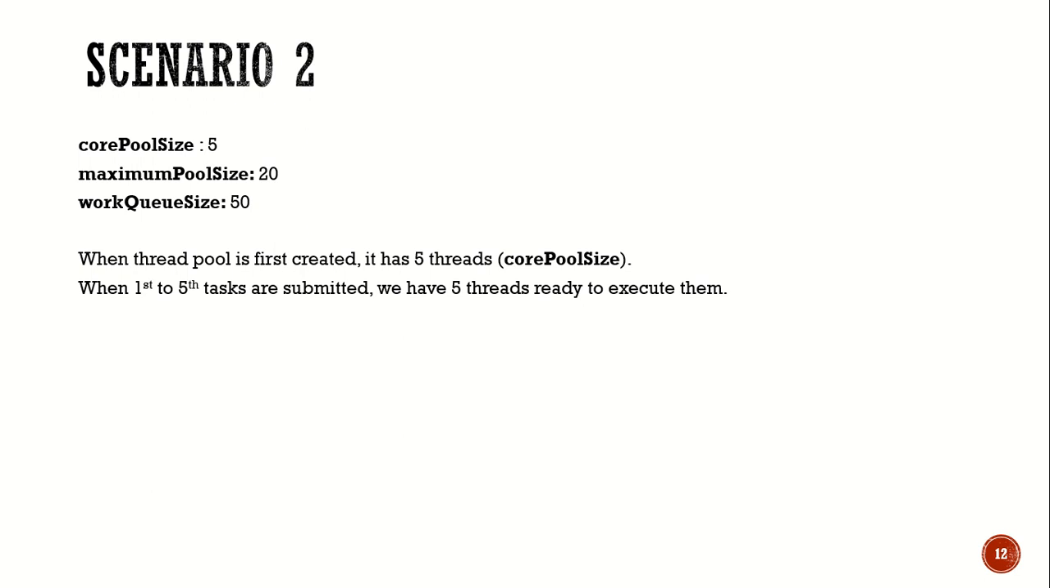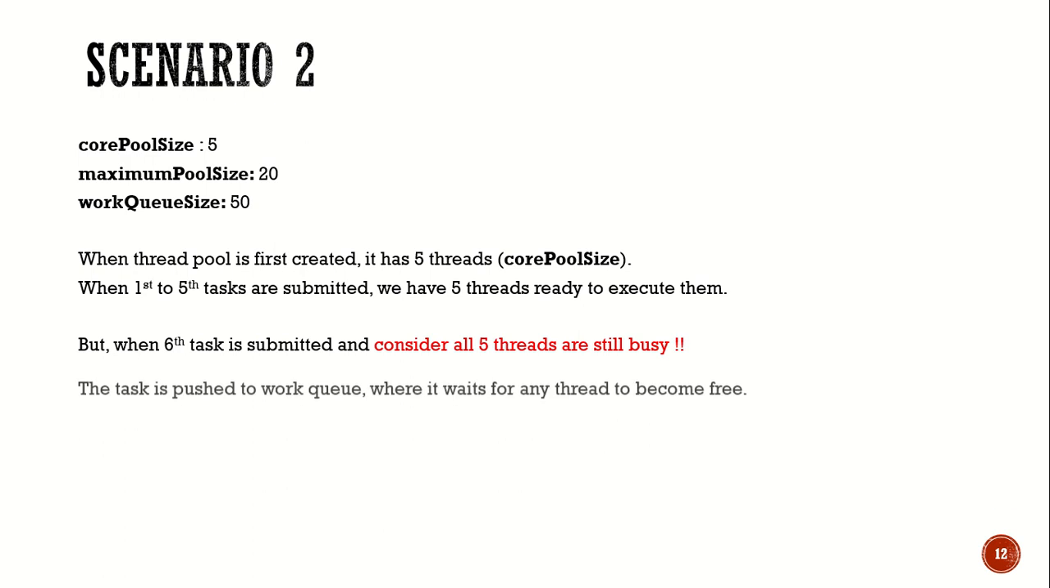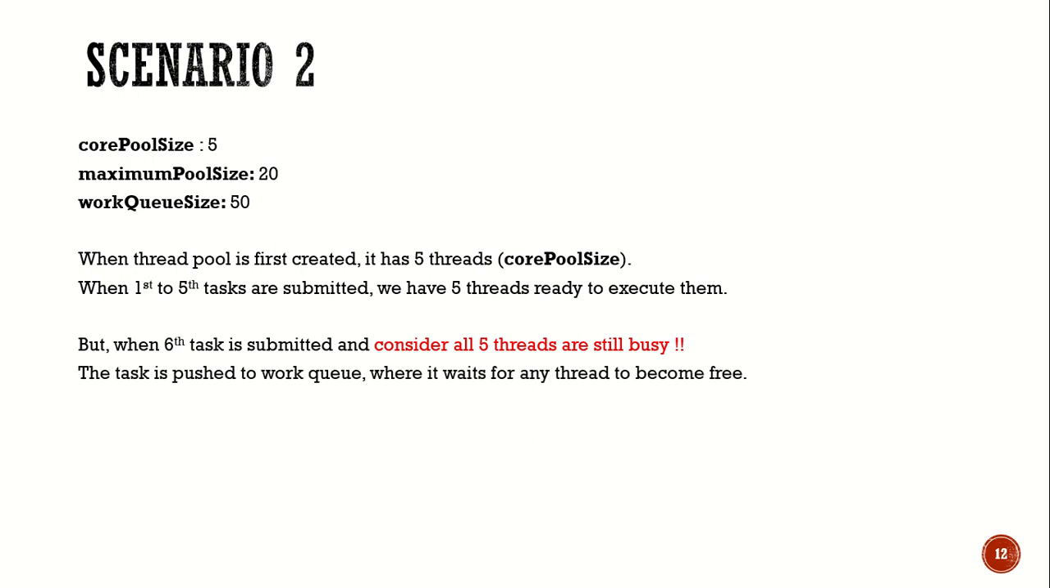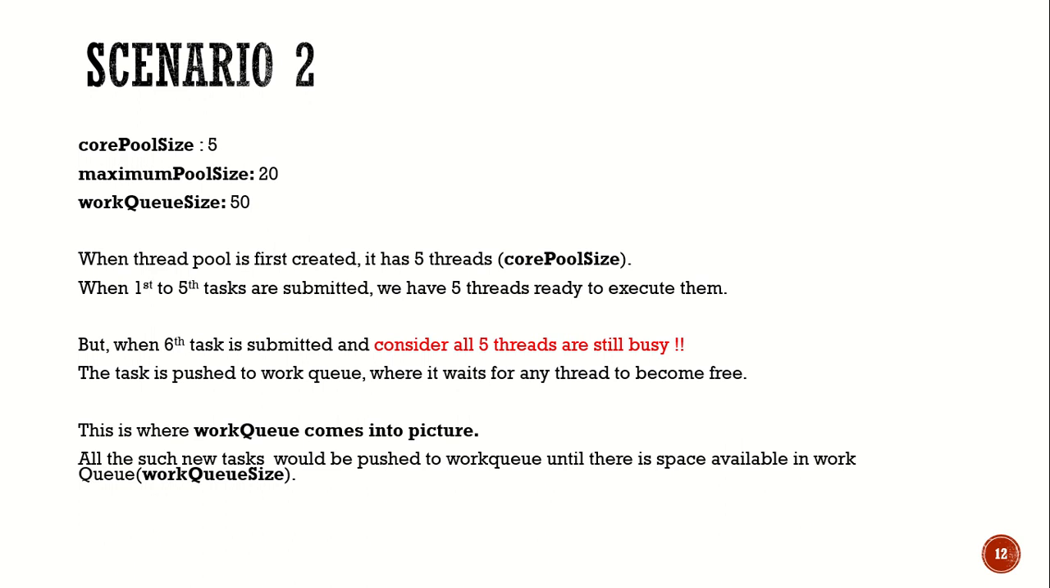And when the first 5 tasks are submitted, we have 5 threads ready to execute them. No problem. But what happens when the 6th task is submitted and consider all 5 threads are still busy? Kindly pause the video here and take a guess. The task would be pushed to the work queue where it will wait for any thread to become free. And this is where our work queue parameter comes into the picture. So all such new tasks would be pushed to the work queue until there is space available in the work queue.